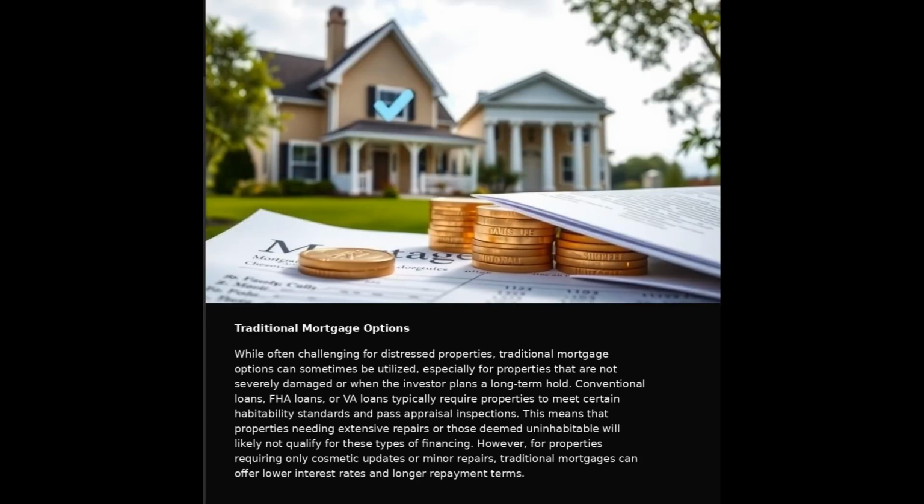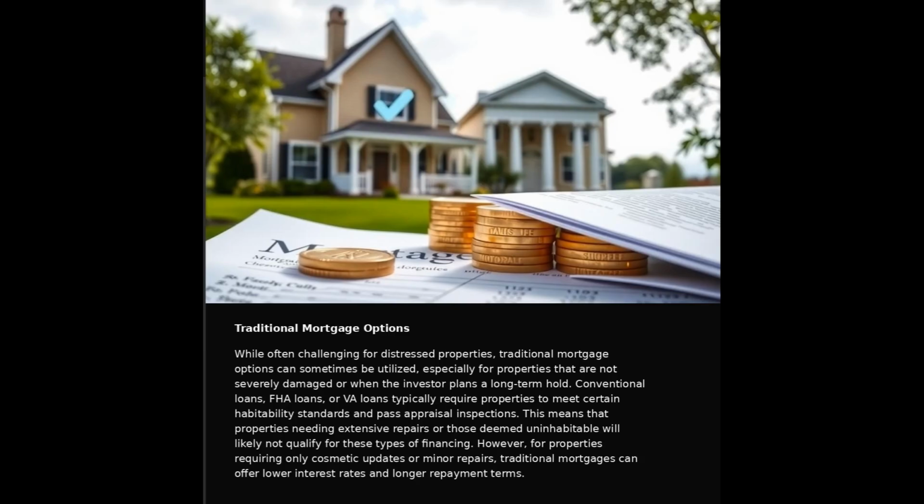Traditional mortgage options. While often challenging for distressed properties, traditional mortgage options can sometimes be utilized, especially for properties that are not severely damaged or when the investor plans a long-term hold. Conventional loans, FHA loans, or VA loans typically require properties to meet certain habitability standards and pass appraisal inspections. This means that properties needing extensive repairs or those deemed uninhabitable will likely not qualify for these types of financing. However, for properties requiring only cosmetic updates or minor repairs, traditional mortgages can offer lower interest rates and longer repayment terms.